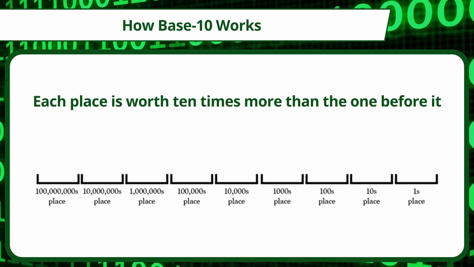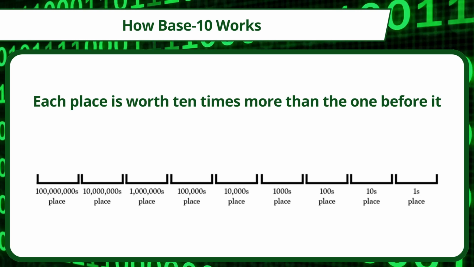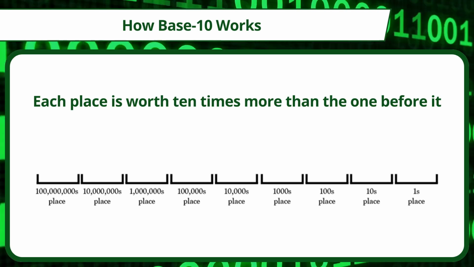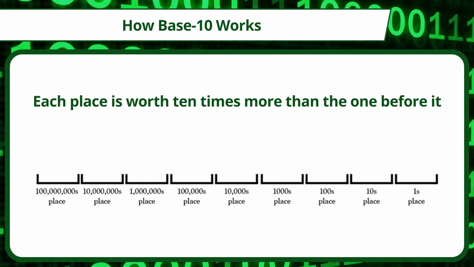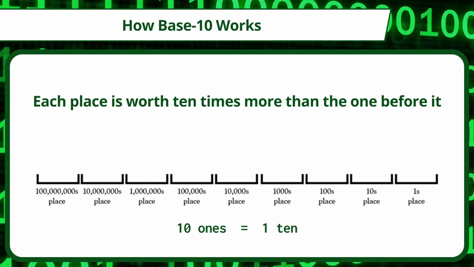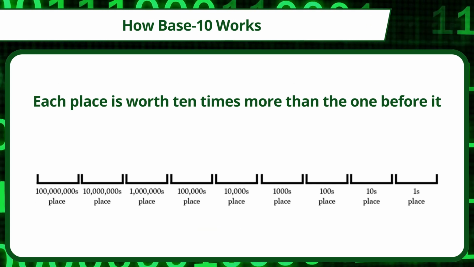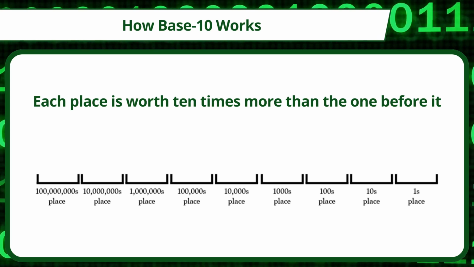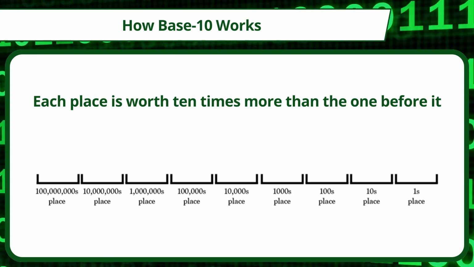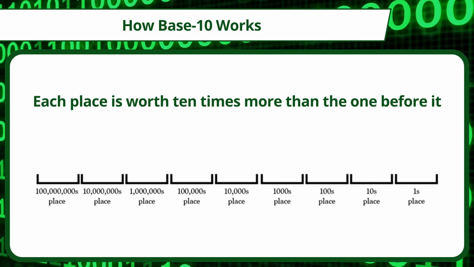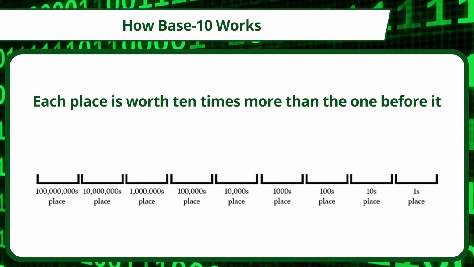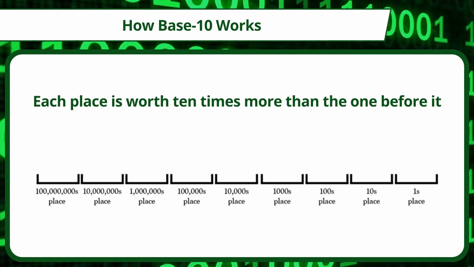With base 10, after we exceed 9 in the ones place, we need to start a new column to the left. That new column is worth 10 times more than the one before it. In other words, 10 ones equals 1 ten. This same pattern continues for each new place value. 10 tens becomes 100. 10 hundreds becomes 1,000. The pattern keeps going, and it's this consistent structure that makes the decimal system both powerful and easy to understand once you see how place value works.